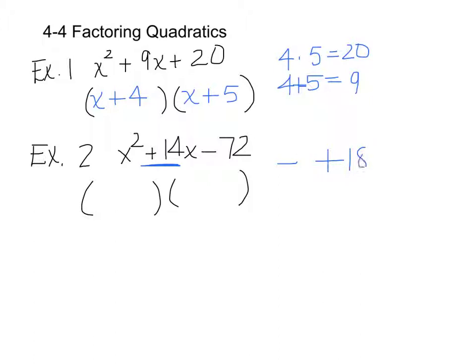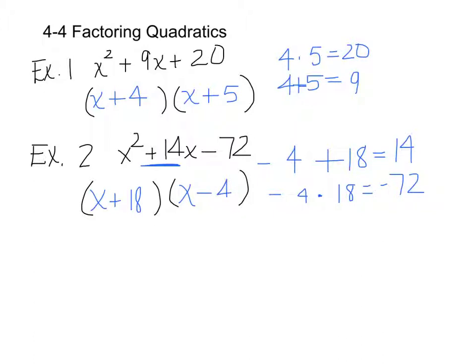So the 18 has to be positive and the 4 has to be negative in order to make a positive 14. But when you multiply them together, I'm sorry, I keep saying 14, but it's 4. And when you multiply them together, you'll get a negative 72. So it'll be x plus 18 and x minus 4. The order really doesn't matter, just as long as you put the positive with the larger number, which was the 18.